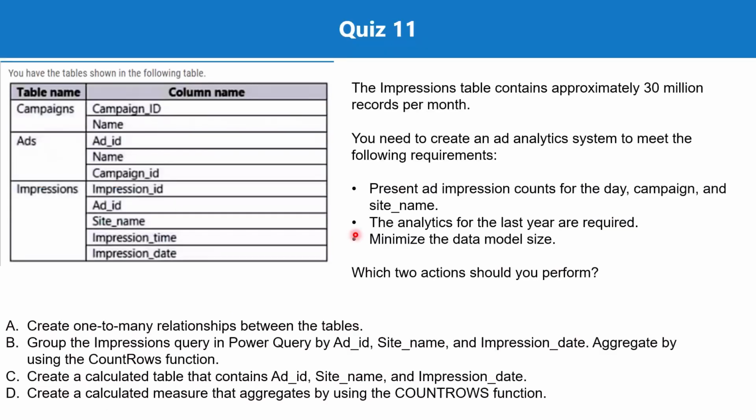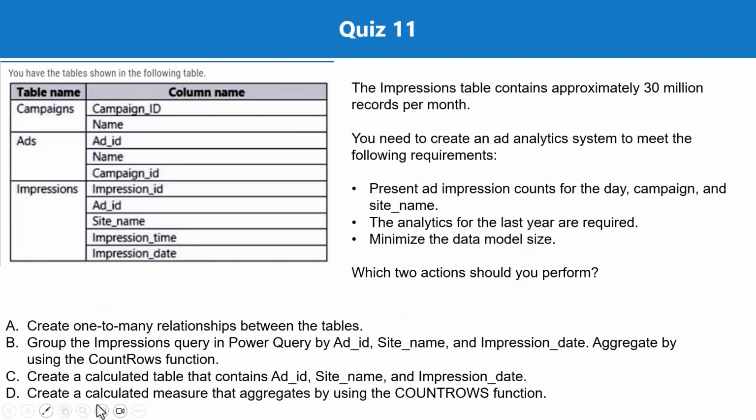Question 11. You have the tables shown in the following table. So here in this diagram, we have three tables. The table names are campaigns, ads, and impressions, and these are the columns for each of the tables. The impressions table contains approximately 30 million records per month. You need to create an ad analytics system to meet the following requirements. Present ad impression counts for the day, campaign, and site name. The analytics for the last year are required. Minimize the data model size. Which two actions should you perform?